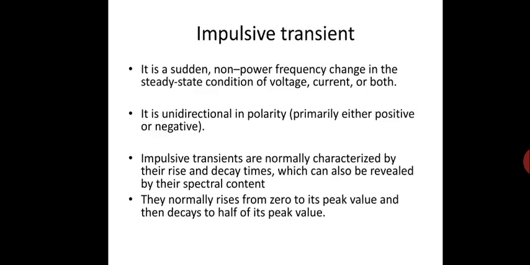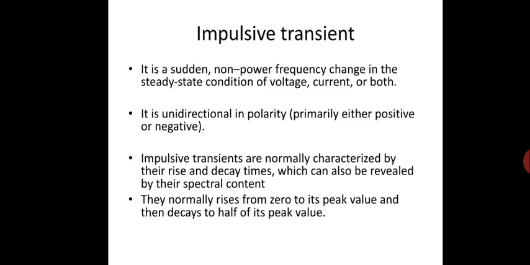It is a sudden non-power frequency change in the steady state condition of voltage, current, or both. It is unidirectional in polarity, primarily either positive or negative. It will be either positive or negative. Most frequently it is positive. Impulsive transients are unidirectional.